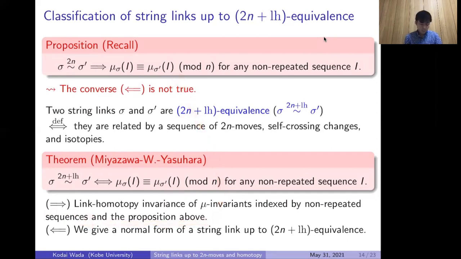On the other hand, to prove the converse direction from right to left, we give a normal form of a string link up to 2n plus LH equivalence. We will explain this normal form.